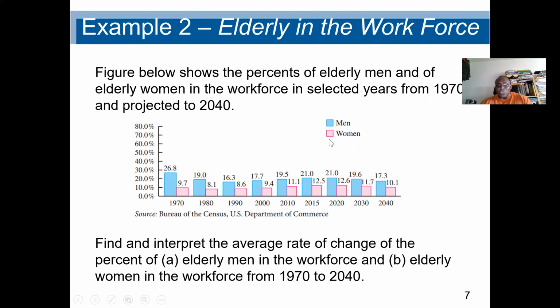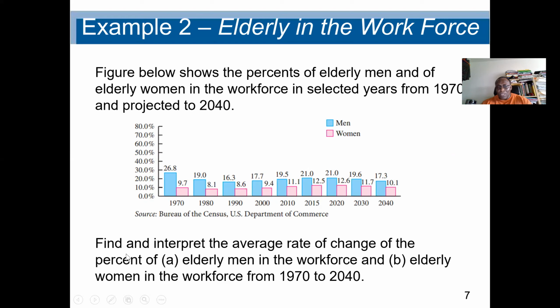Now we can find the average rate of change of the workforce for males between 1990 and 2000. So I will look for 17.7, and in 2000, 16.3. So I'm going to find the difference of 17.7 and 16.3 divided by the difference of the years, 2000 minus 1990. And that's how we're going to find any average rate of change from one particular year to another year, either for men or women in the workforce.